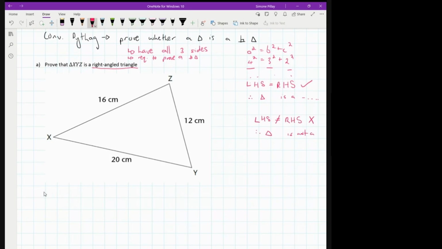So what I'm going to do is say a squared, I'm going to put in my formula, is equal to b squared plus c squared. And then we can substitute. And remember now, guys, this a squared represents my hypotenuse. Which side in this triangle should I substitute in for my hypotenuse? Does it matter or does it not matter?